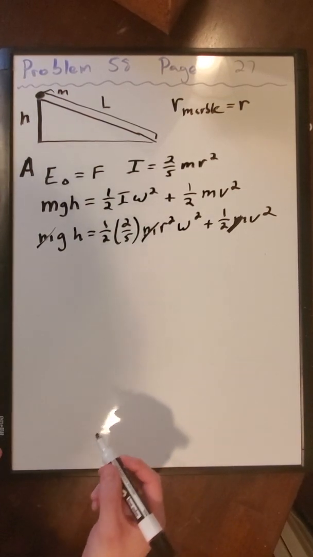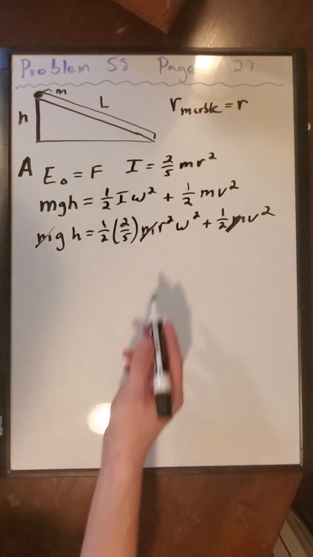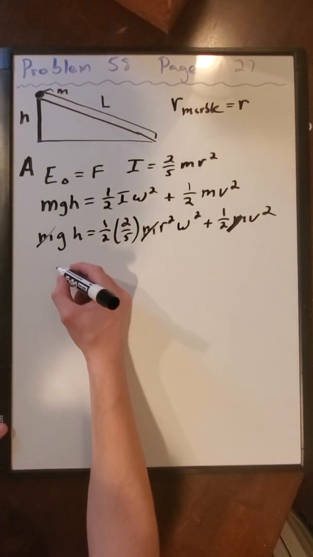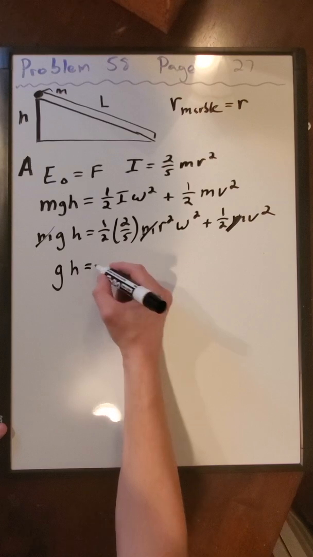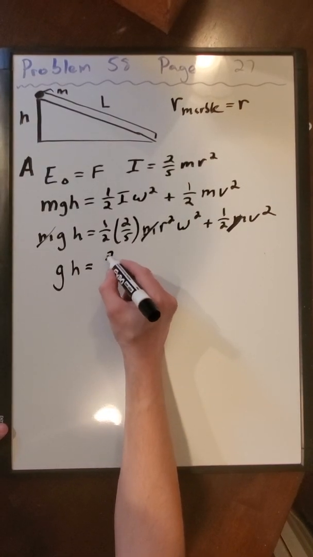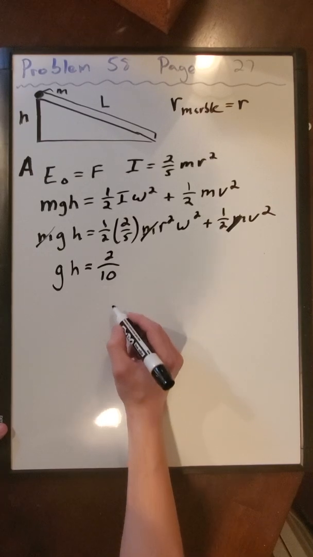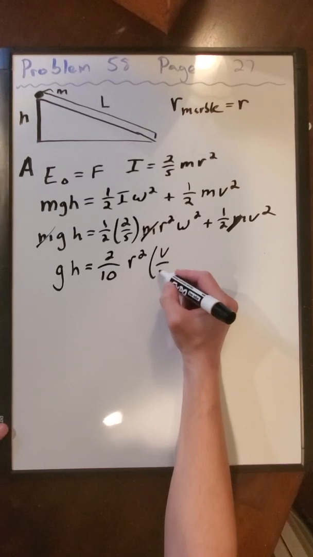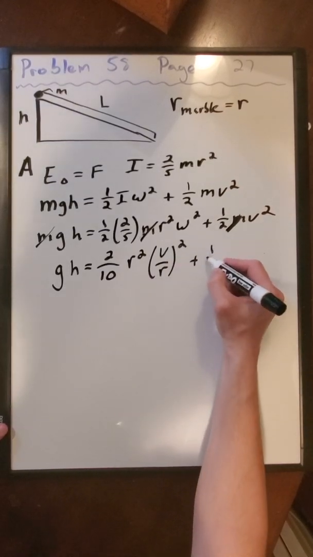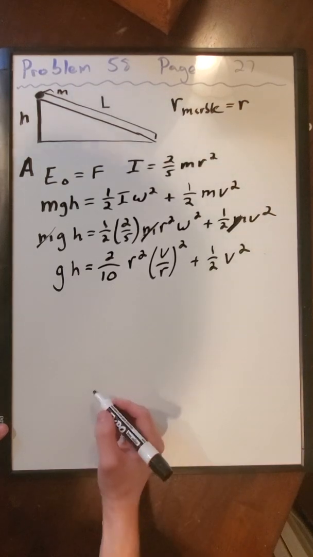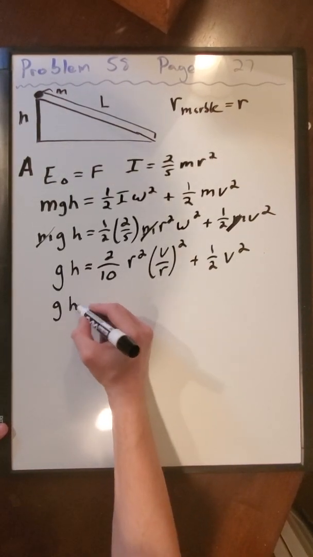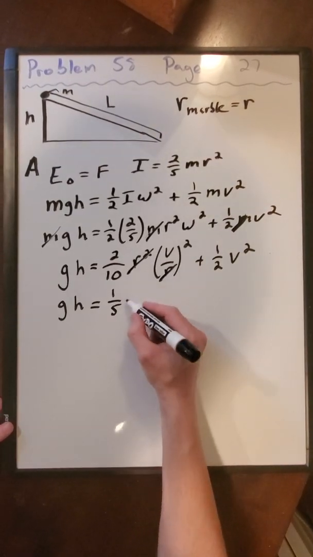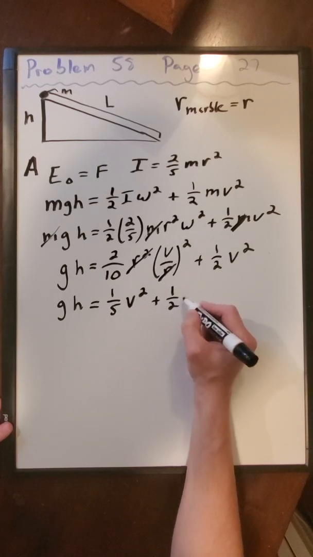Our next step is we want to find out what the final velocity is, but we don't know what omega is. But there's a way that we can write that in terms of our velocity. So we're just going to rewrite omega as v over r and get a final energy equation that looks sort of like this. And I'm going to combine the 2 and the 5 here into a 10 to make it a little bit easier. Times r squared times v over r squared plus 1/2 v squared. We're going to simplify this a little bit further. We get gh is equal to 1/5, our radius cancels out, which is super nice, times v squared plus 1/2 v squared.